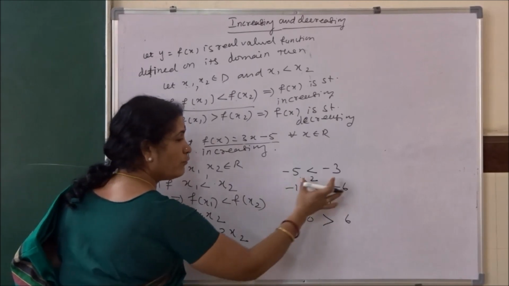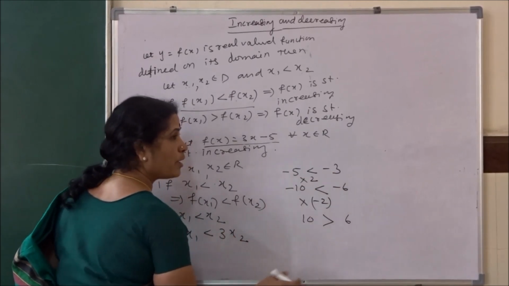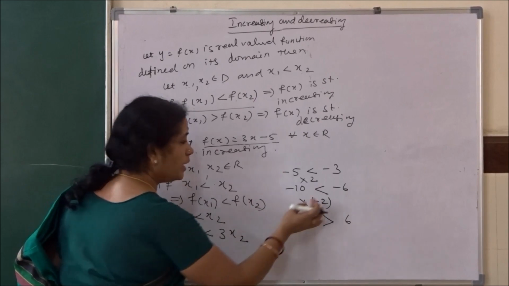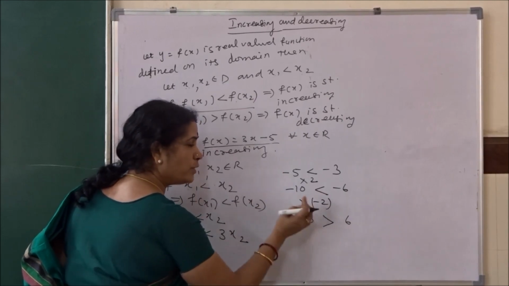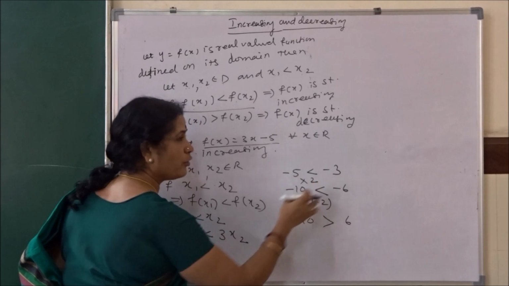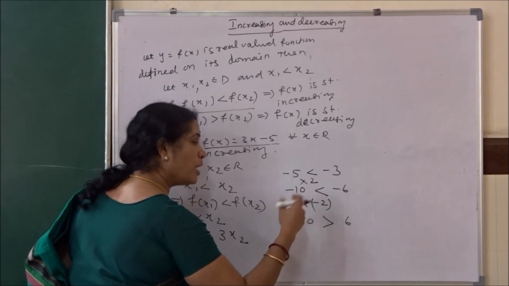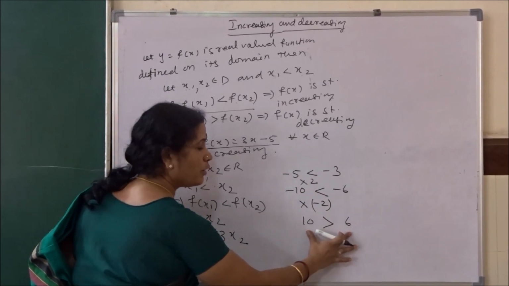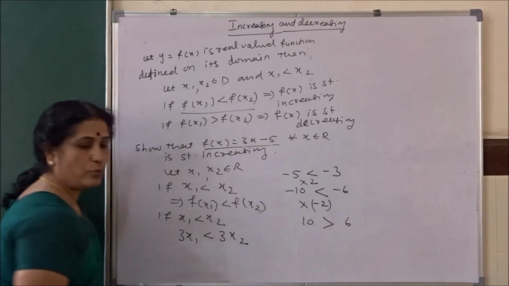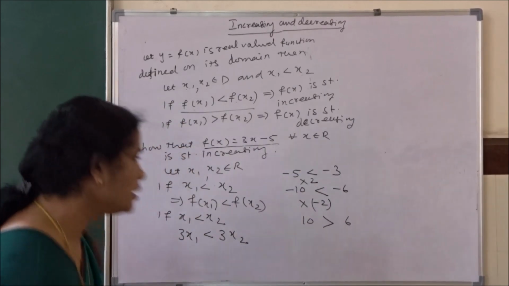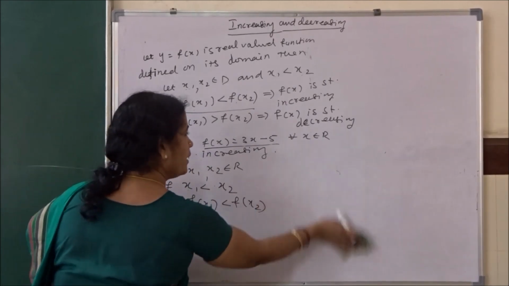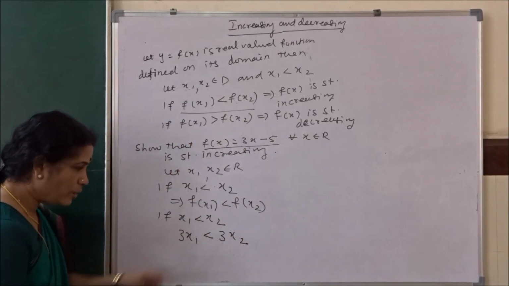So if you multiply both sides by a positive number or divide by a positive number, the inequality will not change. If you multiply or divide by a negative number, automatically the inequality will be changed. That's why I have given you this example. Clear? So as per this, here I am multiplying both sides by positive 3, so the inequality remains the same.